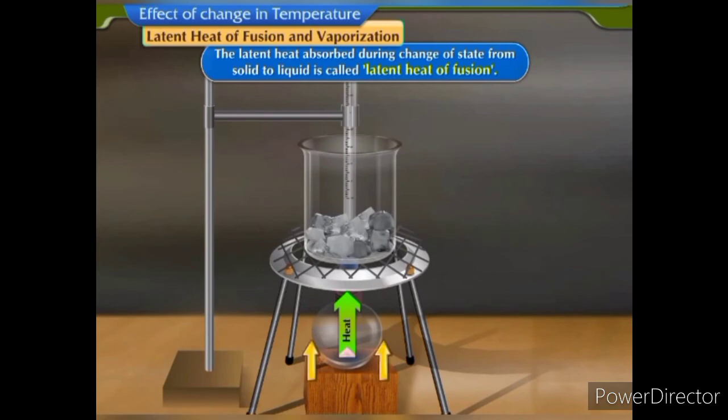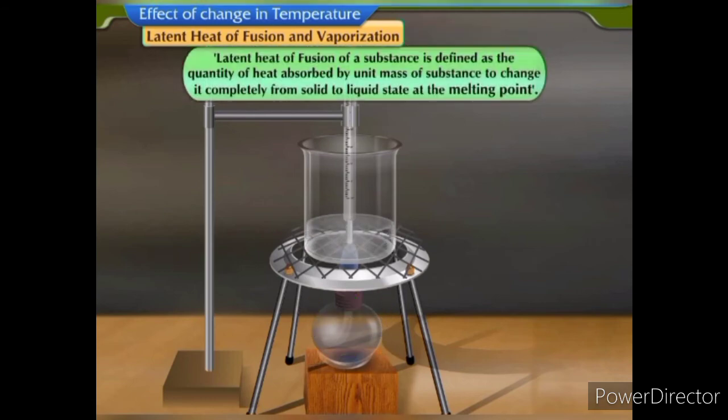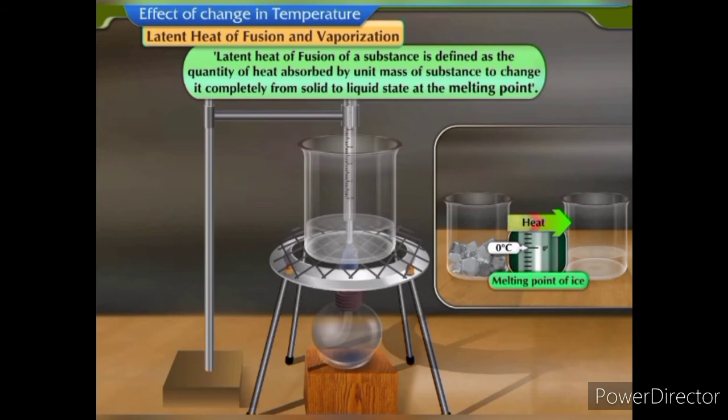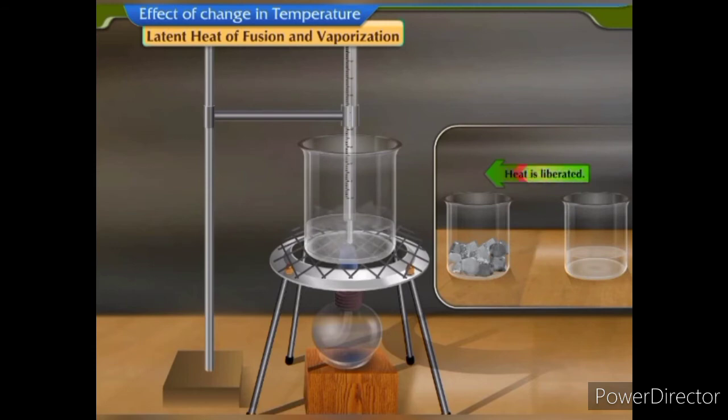The latent heat absorbed during change of state from solid to liquid is called latent heat of fusion. Hence, latent heat of fusion of a substance is defined as the quantity of heat absorbed by unit mass of substance to change it completely from solid to liquid state at the melting point. If the state of the substance is changed from liquid to solid, heat is liberated.